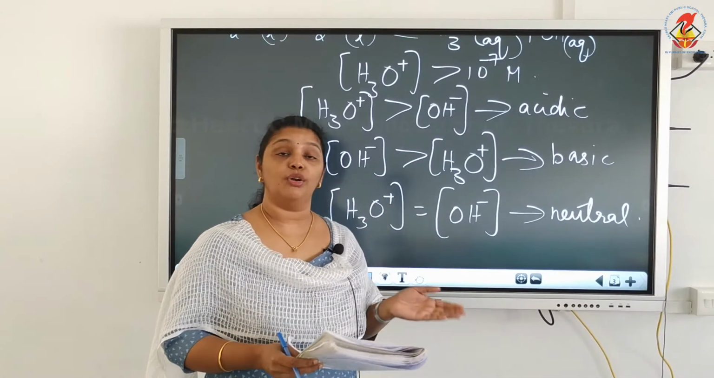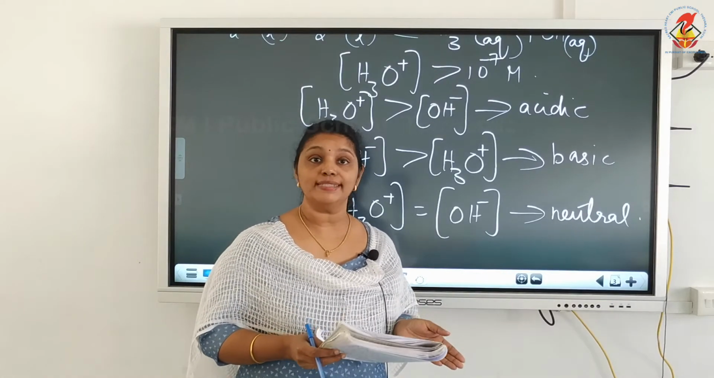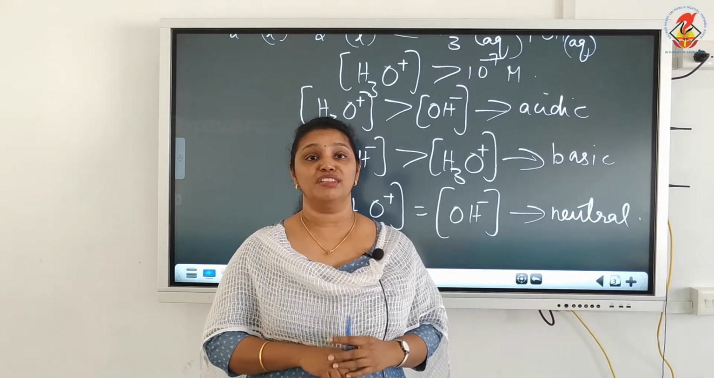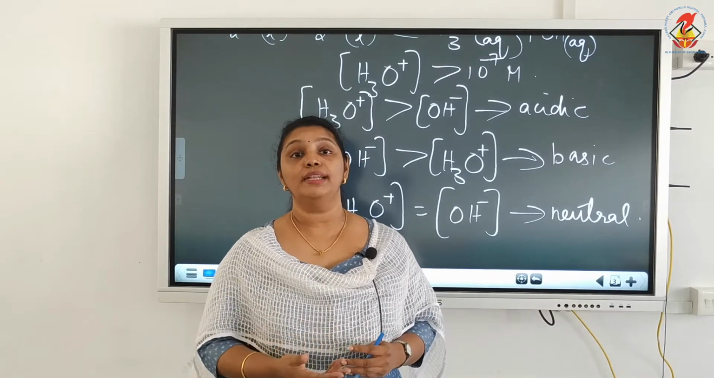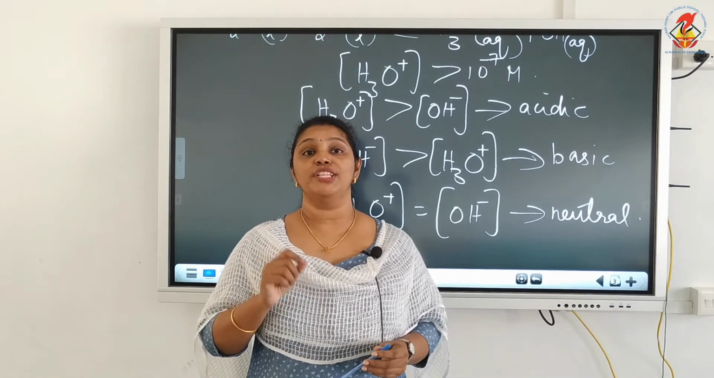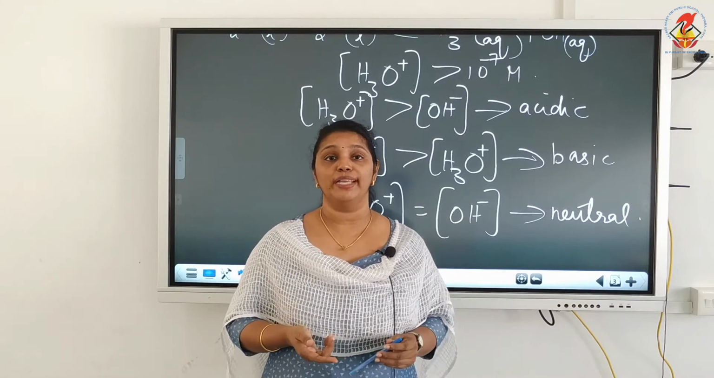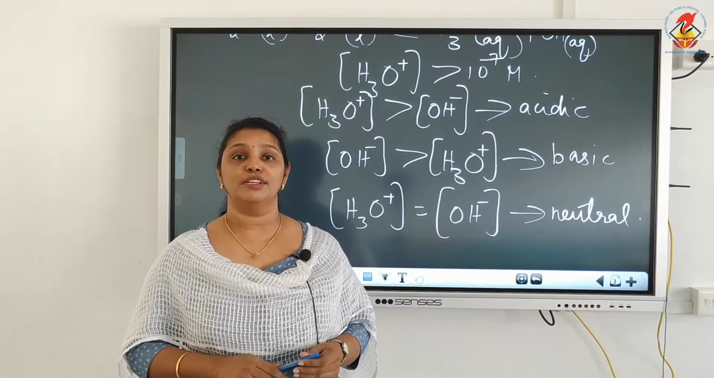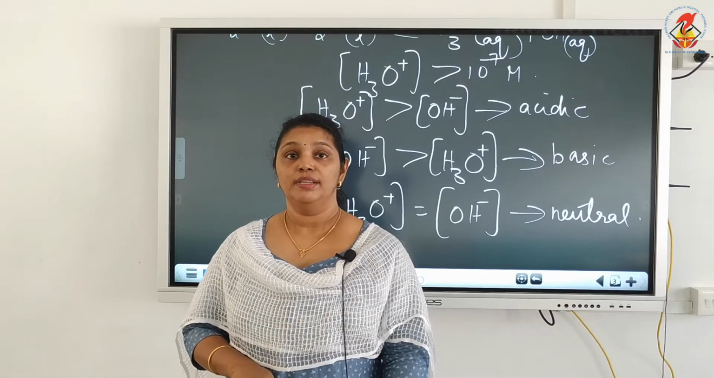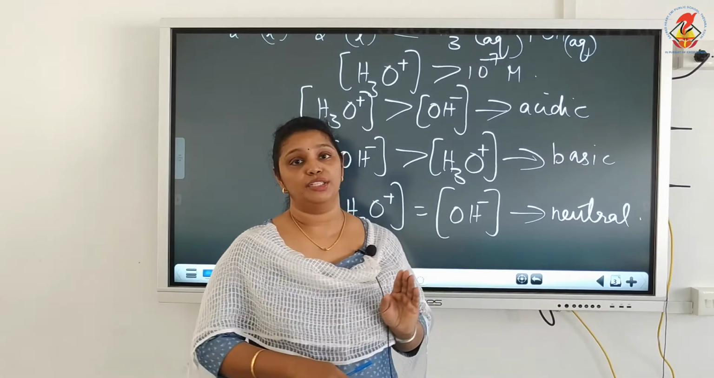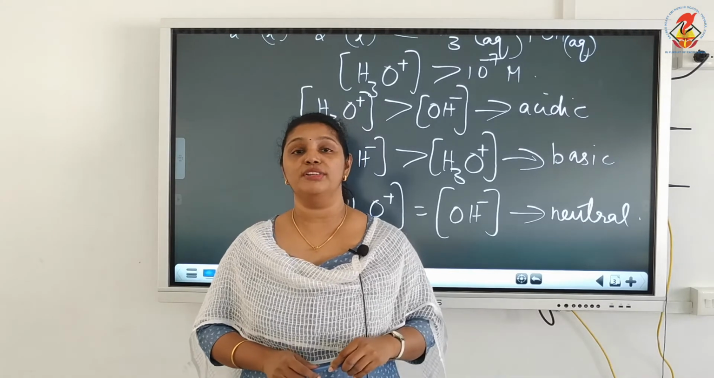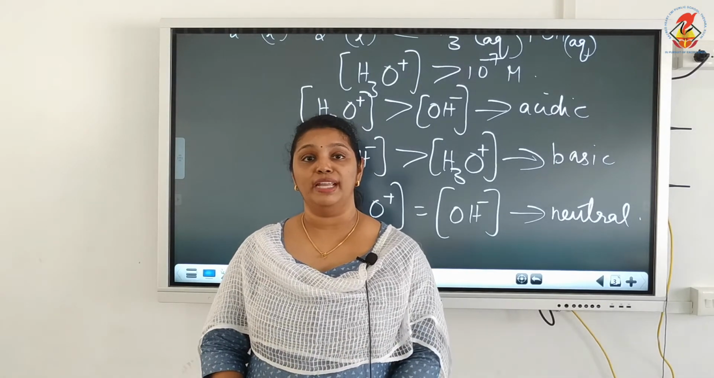So, depending on the concentration of H3O plus and OH minus, we can predict whether the given solution is acidic, basic or neutral. If the concentration of H3O plus is greater than the OH minus ion concentration, then the solution is acidic. If the concentration of H3O plus is less than the concentration of OH minus, the solution is basic. If the concentration of H3O plus is equal to the concentration of OH minus, the solution is neutral. So, we completed the ionic product of water. Ionic product Kw is defined as the product of molar concentration of H plus and OH minus ions.